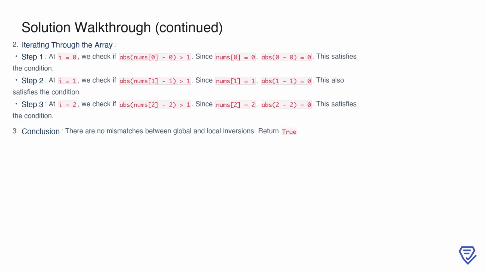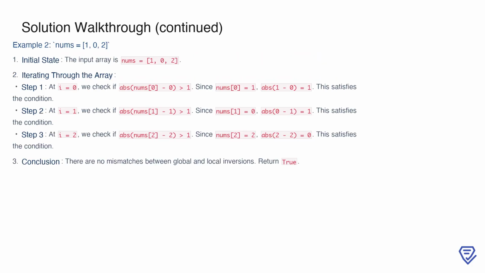The absolute difference abs(nums[1] - 1) is also 0, so the condition holds. Finally, at index i equals 2, the value is nums[2] equals 2. The absolute difference abs(nums[2] - 2) is again 0, satisfying the condition. Since no element violates the rule, the array meets the criteria, and we return true.